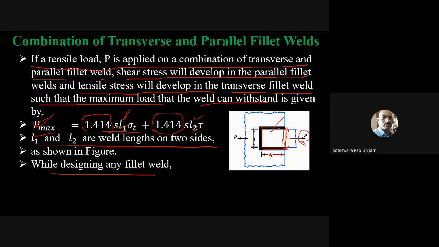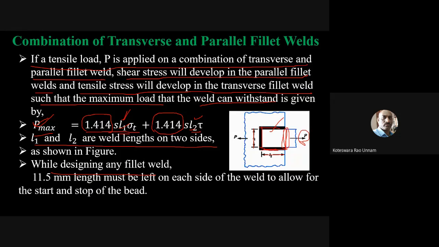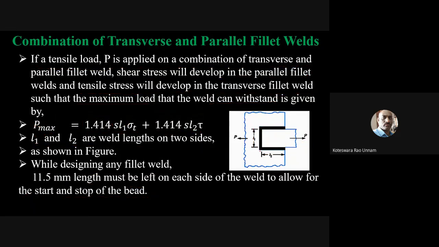While designing any fillet weld, this is one more important point from the design point of view: 11.5 mm length must be left on each side of the weld to allow for the start and stop of the bead. What is the meaning of this statement? If you want to do the welding, you need to run the welding gun in the direction of the weld. Suppose I want to weld in this direction, so here this is the start of the weld and this is the end of the weld.